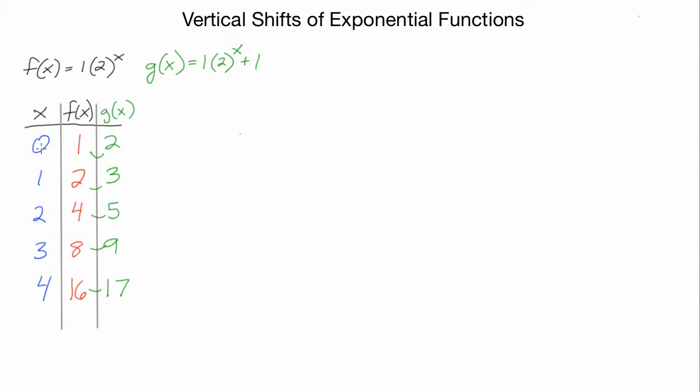If I was to plot this, the point 0, 2 is going to be 1 higher than the point 0, 1. 1, 3 is 1 higher than 1, 2. And so by adding this little plus 1, I'm raising my whole function graph up 1 unit everywhere. All right, so verbally I'm describing that. We looked at a table. I think it'll make most sense to actually look at a graph.